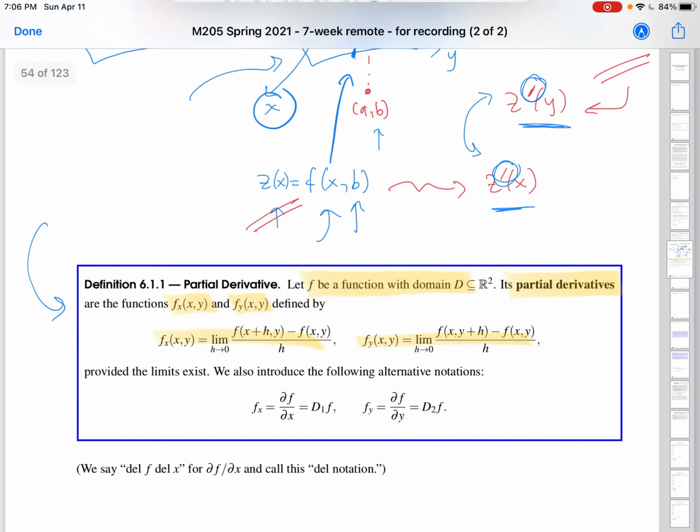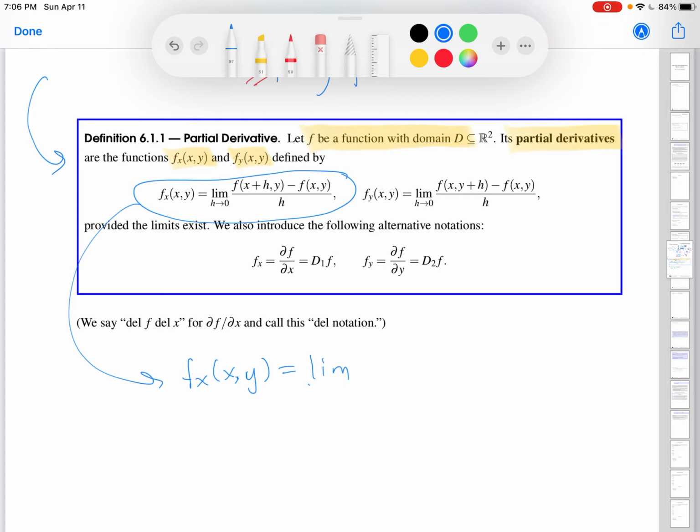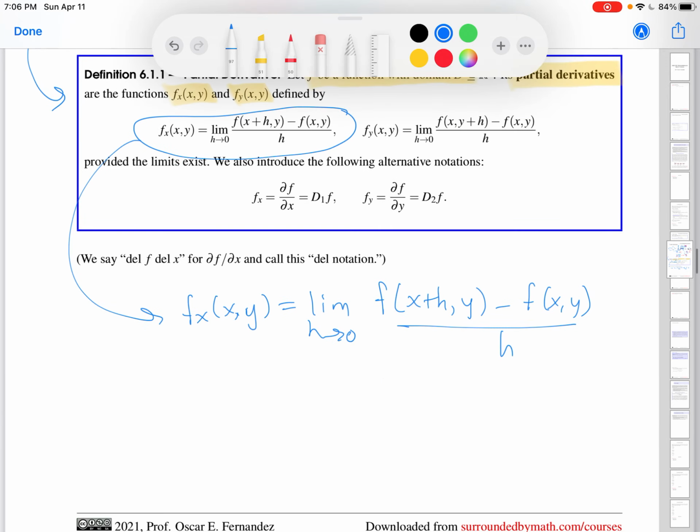Okay? So let me go through what these are and relate them to things that you already know. Let's look at this one really quick. f sub x of x, y is the limit as h goes to 0 of f of x plus h, y minus f of x, y, over h. A few things you might notice about this definition. Remember that in the single variable case, this was the limit definition of the derivative.